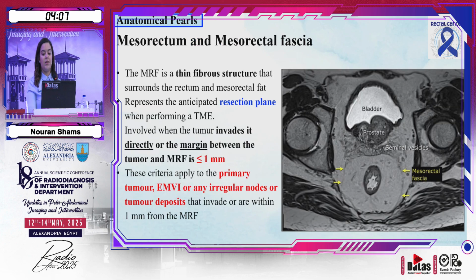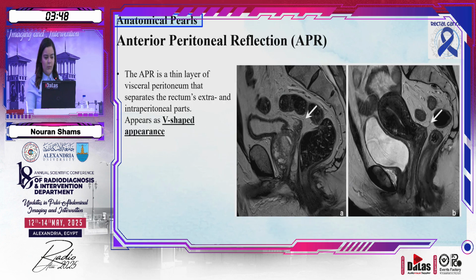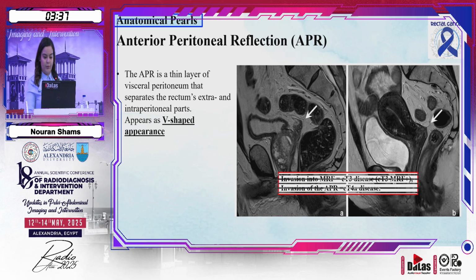Next, mesorectal fascia. It is a fibrous structure surrounding the rectum and mesorectal fat and represents the anticipated surgical resection margin. It is considered involved directly by the tumor or any of its components, such as irregular nodes or EMVI, within 1 millimeter. The anterior peritoneal reflection is the layer of visceral peritoneum that separates the rectal extraperitoneal and intraperitoneal parts. It appears as a V-shaped structure.